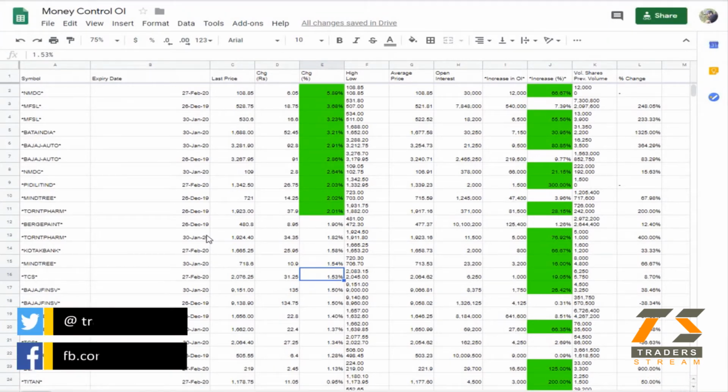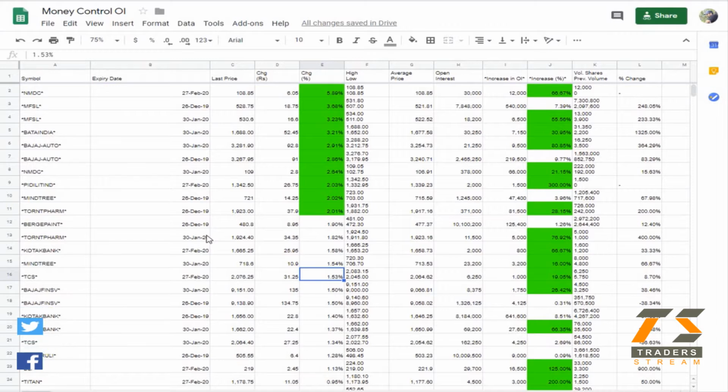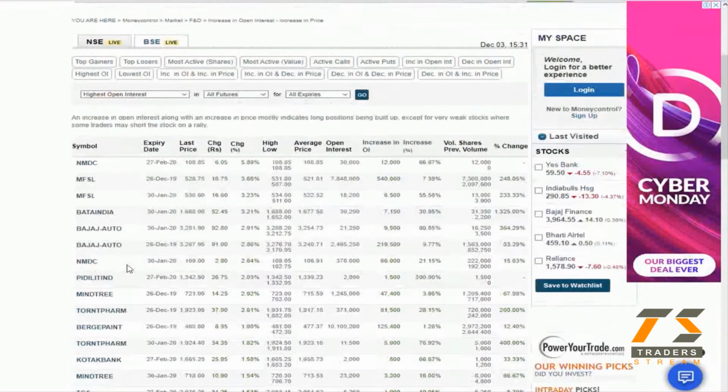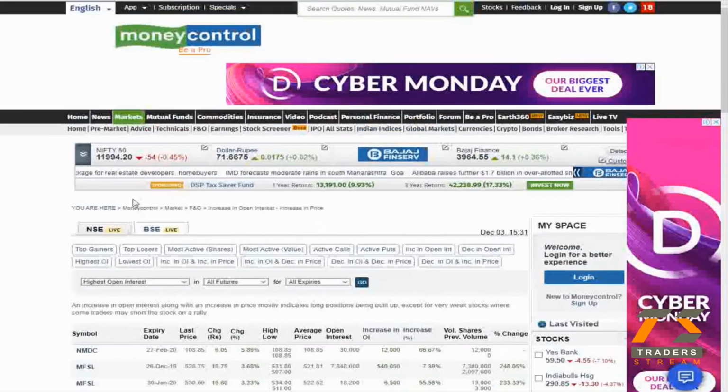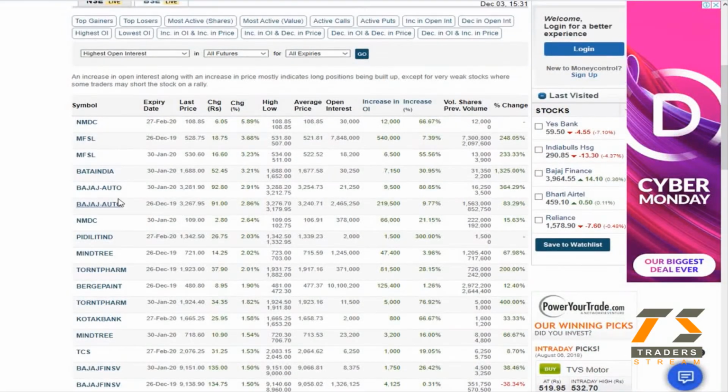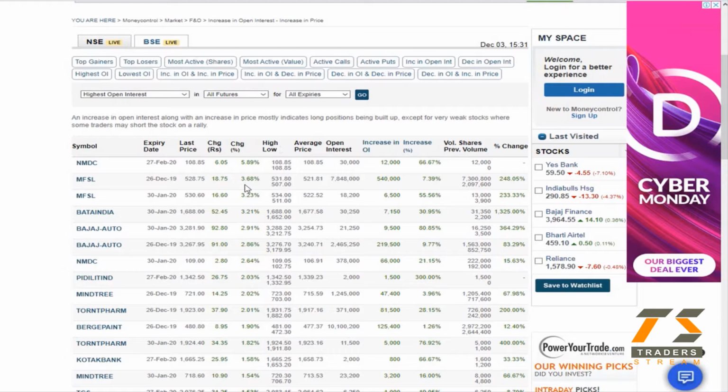Now let's check on the trading strategy that you can use from the open interest. So what is the best trading strategy? For that, the first and foremost thing that you need is the data on the open interest. You can get the open interest information on Money Control. You can also get it on a lot of brokers' trading terminals, but I like to use Money Control because it has a lot of information on the open interest.